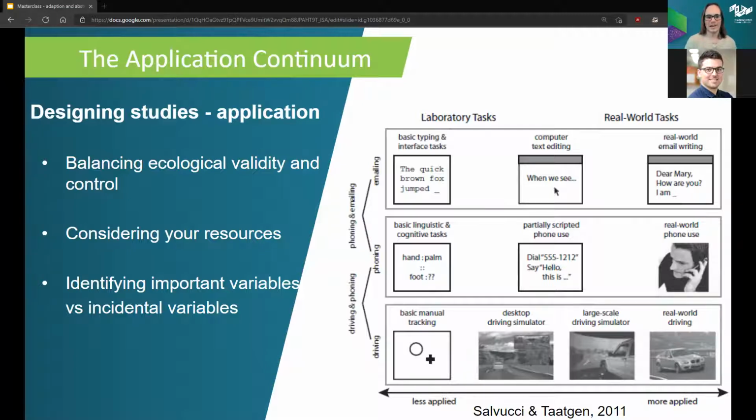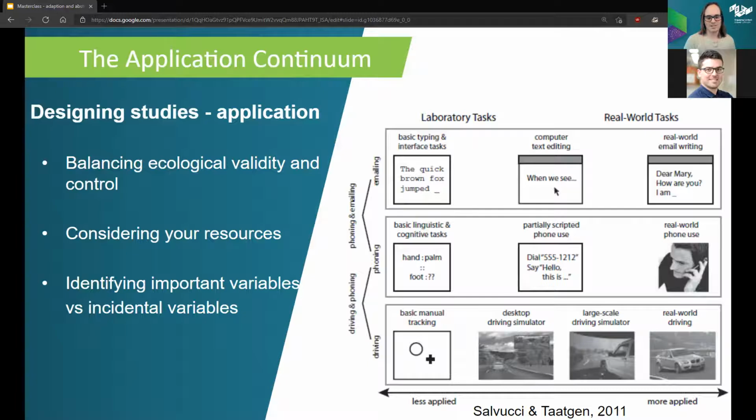That's just a wacky example I came up with, but this is the idea of a really low level of application to get at a really specific variable. So how do we choose which level of application we want our study to be at? How do we choose if it's going to be a laboratory task or somewhere in the middle or real world data? Again, we need to start with our research question, with our hypothesis.